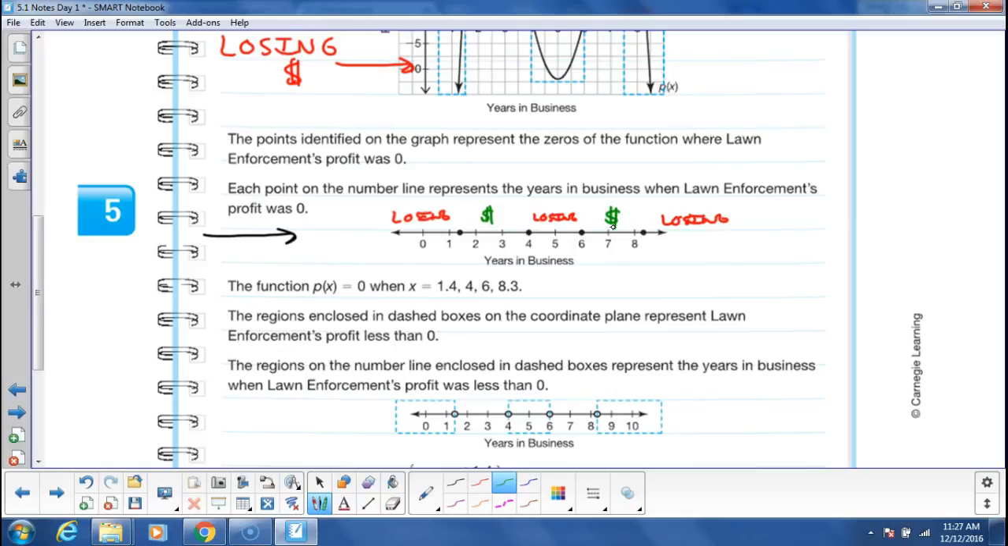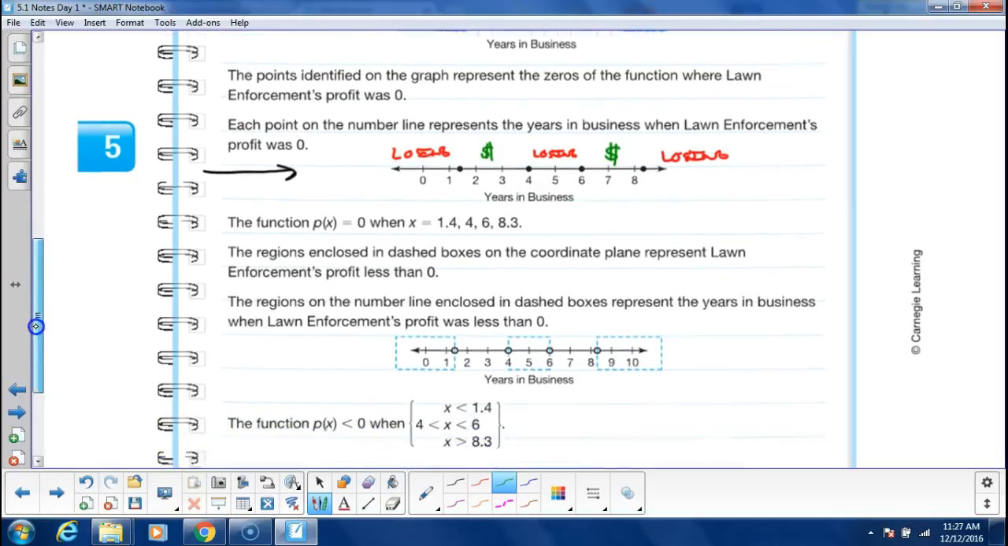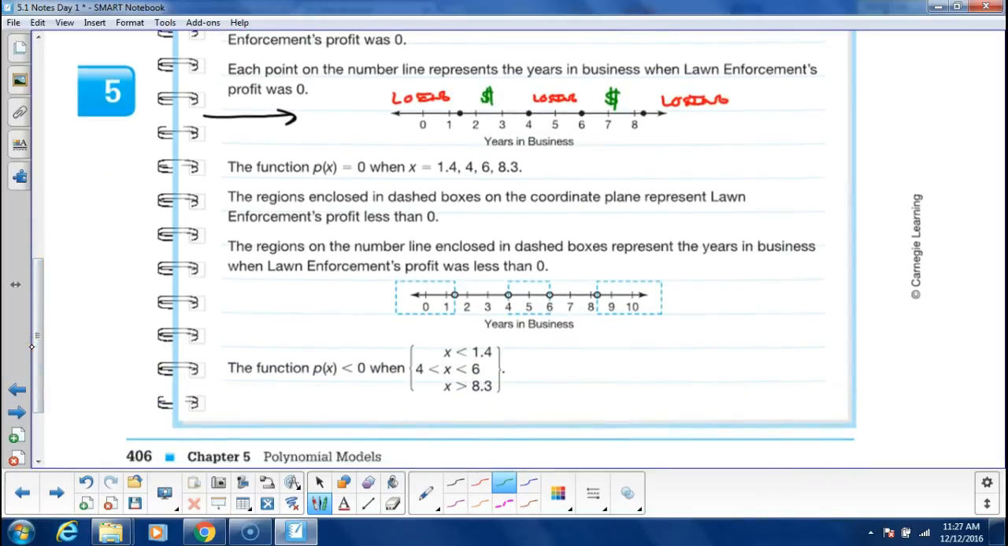Okay. Do we go to negative infinity? No. Why not? What's the leftmost number we would go to? 0. Okay? Because that would be when we started our business. So from 0 to about 1.4 years, we're losing money. Then we start making money. Then at 4 years to 6 years, we start losing money again. And then after 8.3 years, we start losing money again.